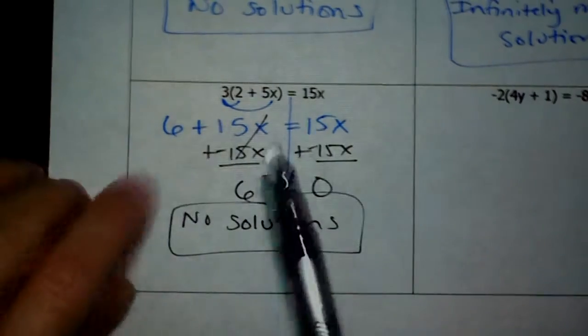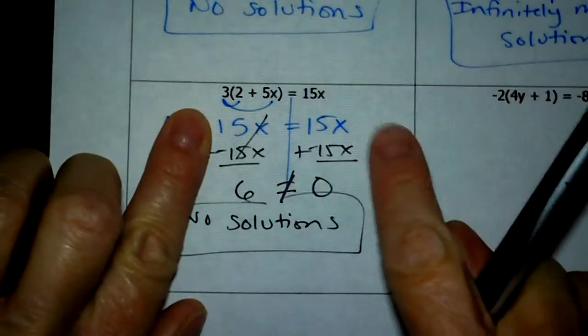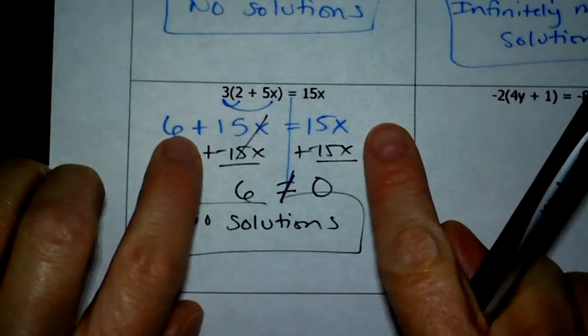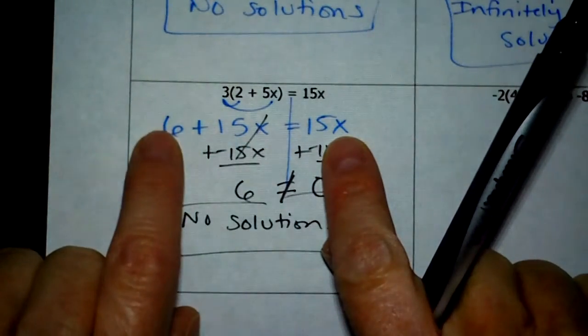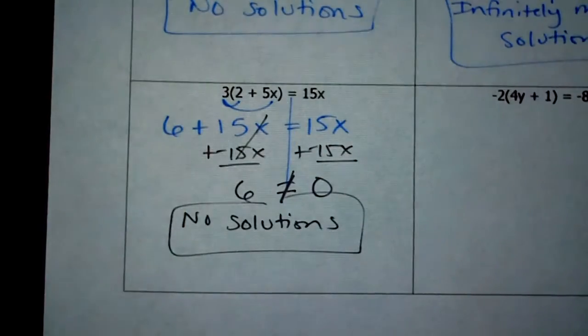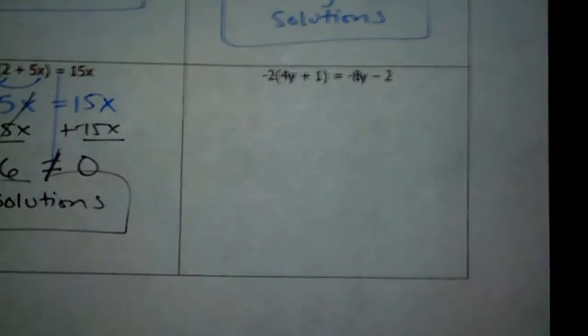And again, think about it. If I have 15x equals 15x, this one has an additional 6 being added. No matter what number I plug in for x, isn't this always going to be 6 more? No matter what. Yes. All right, last one of these.